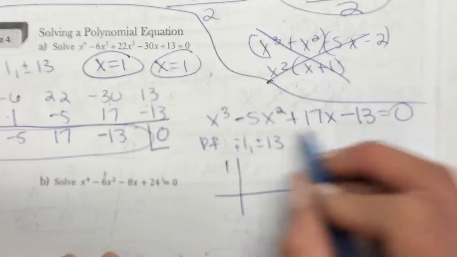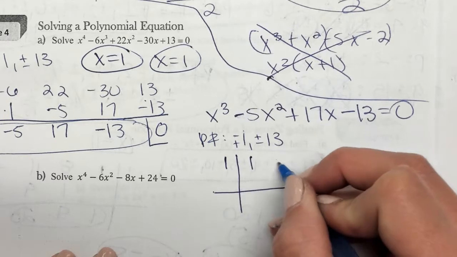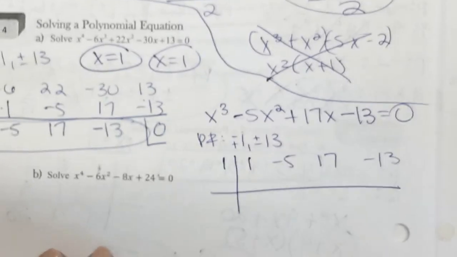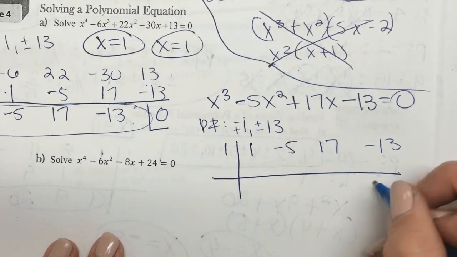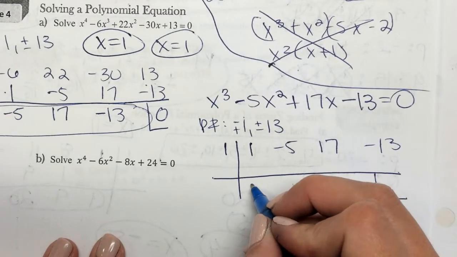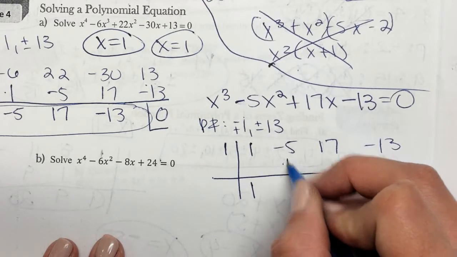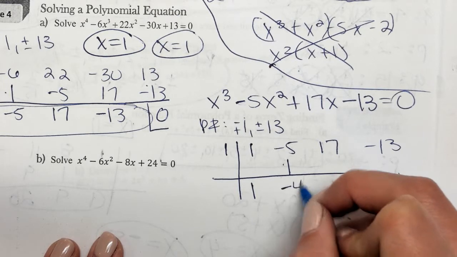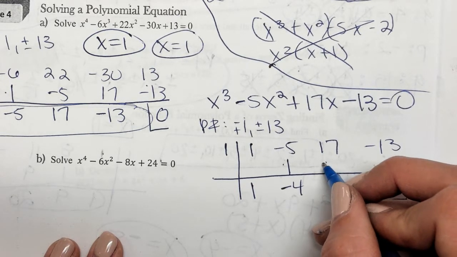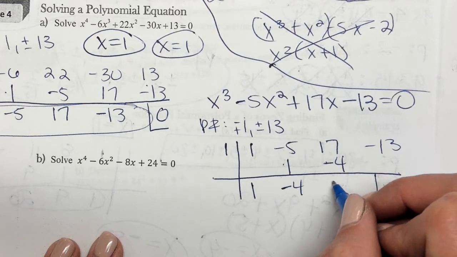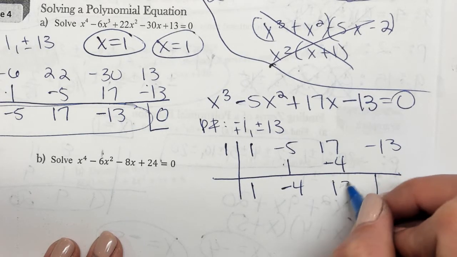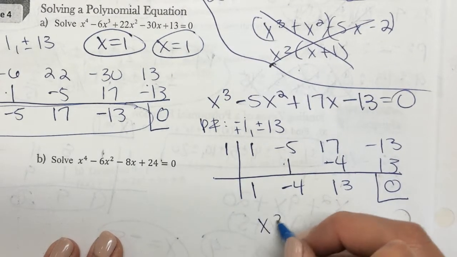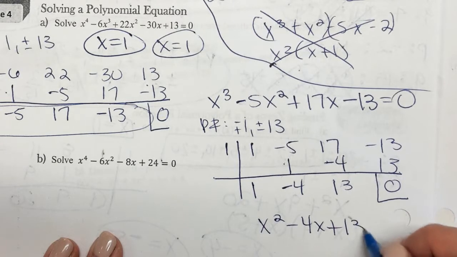Alright, let's do it with this one now. So 1 goes on the outside. This time we're using this row: 1, -5, 17, -13. Alright, Jalen, what goes right here? 1. Camden? 1. Victor? -4. Darian? Miles? Good, this is 13 right here also. So we have x squared minus 4x plus 13 equals 0.